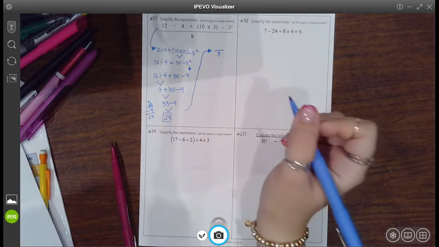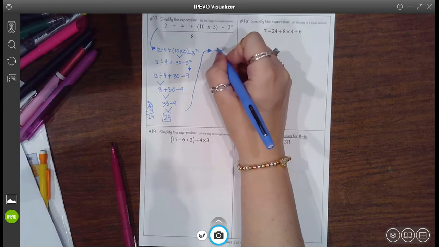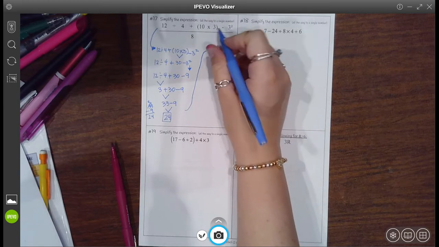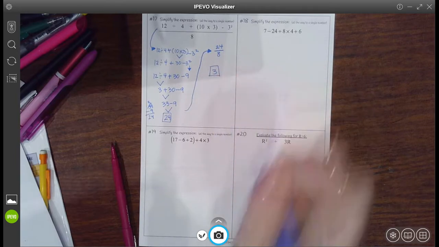Now that's not your final answer, but you might have been tempted to think it was. And that's why I suggest drawing your arrow up here to be like, hey, that just represents the number on top. You still got to divide it by 8. So your final answer is actually 3.